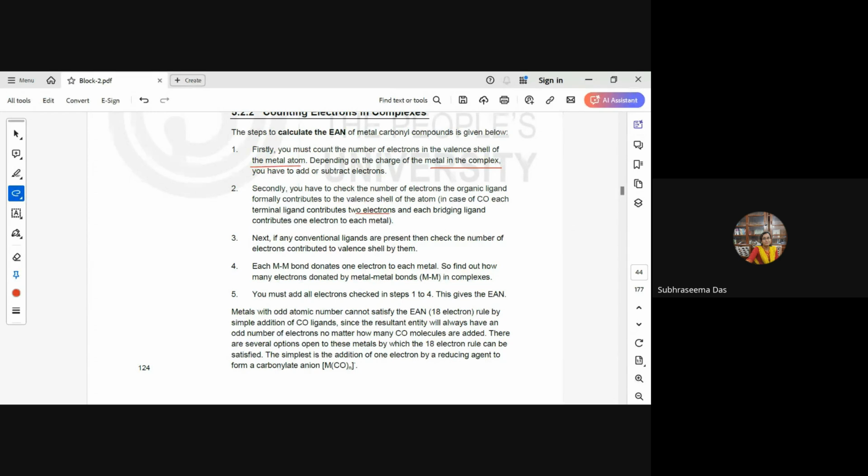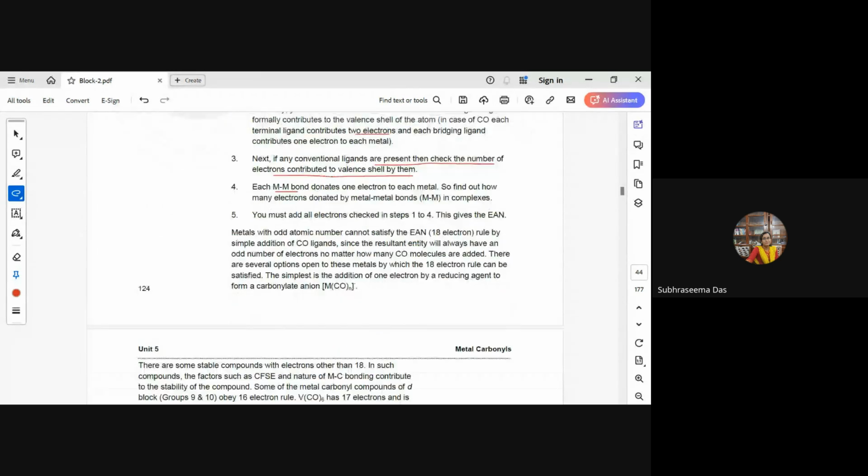Next, if any conventional ligands are present, then the number of electrons contributed to the valence shell is also calculated. Now if there is an M-M bond in the complex, then one electron is added for each metal. Then we can find out how many electrons are donated to the total metal. Adding all of this, we can find out the effective atomic number of the central metal atom.